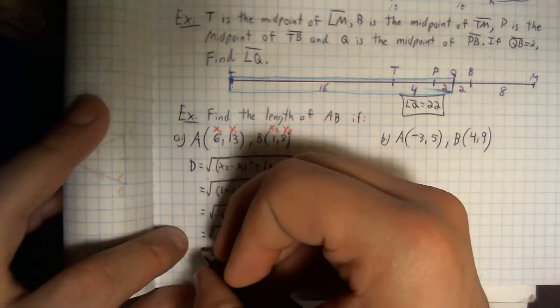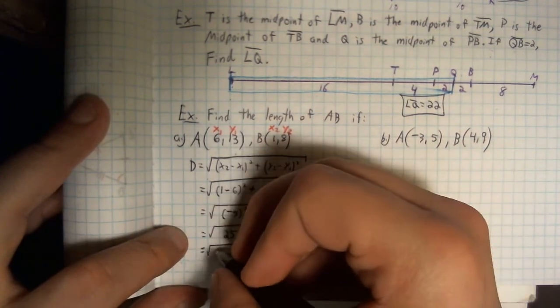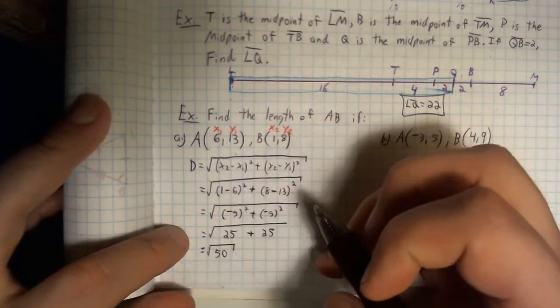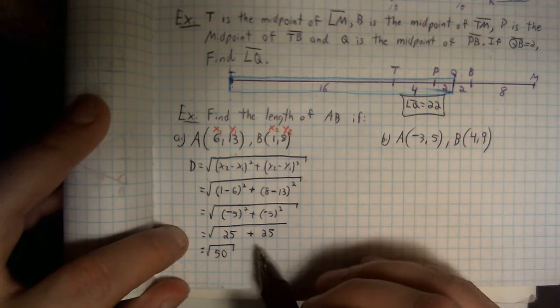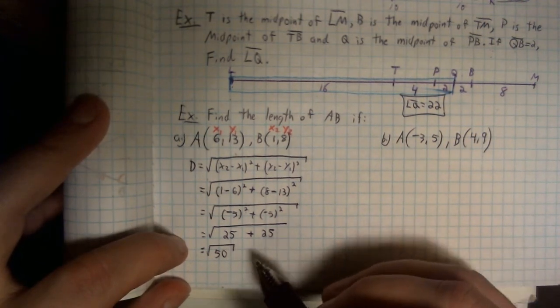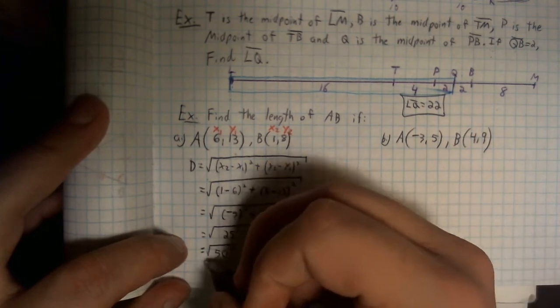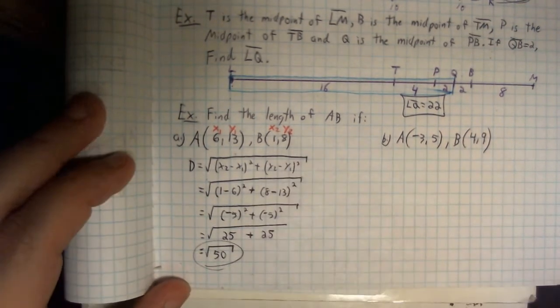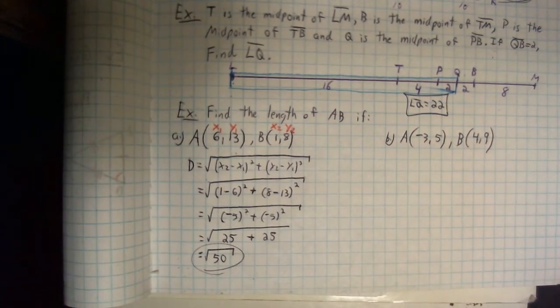Okay, last, we're going to add those together. We'll get the square root of 50. Now, for right now, this is fine. Okay, if it was a perfect square, I would want you to simplify further. For right now, we can leave this as just the square root of 50. Pretty soon in the year, we'll talk about how to simplify that even further.